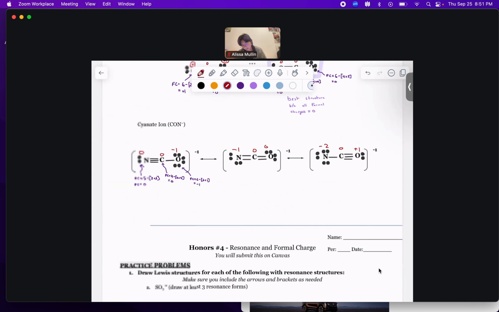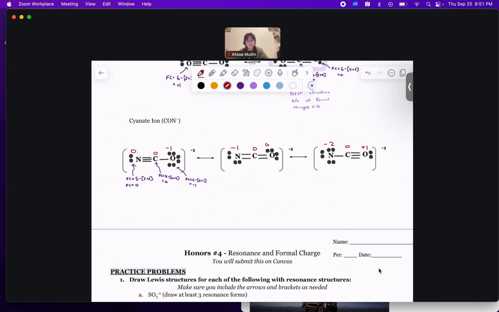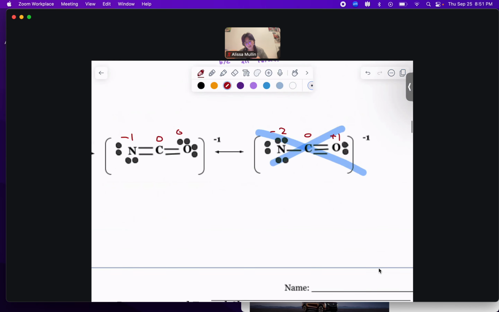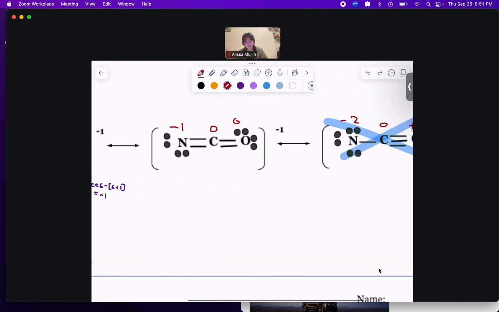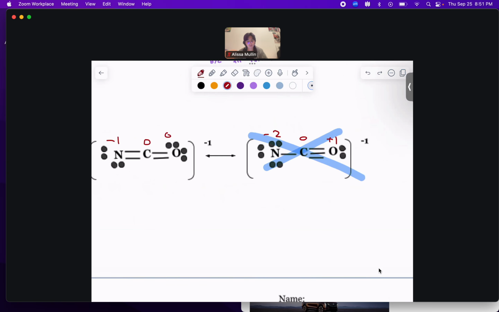Okay, so then to pick the best structure, we're going to compare our formal charges with the different structures. Hopefully looking at this, there's an obvious one we're going to rule out, and that's going to be this one. You can make notes about this if you'd like. I'm going to rule this one out because these numbers are the biggest of our options. These other ones are closer to all zeros. So this last one's definitely not going to be my favorite.